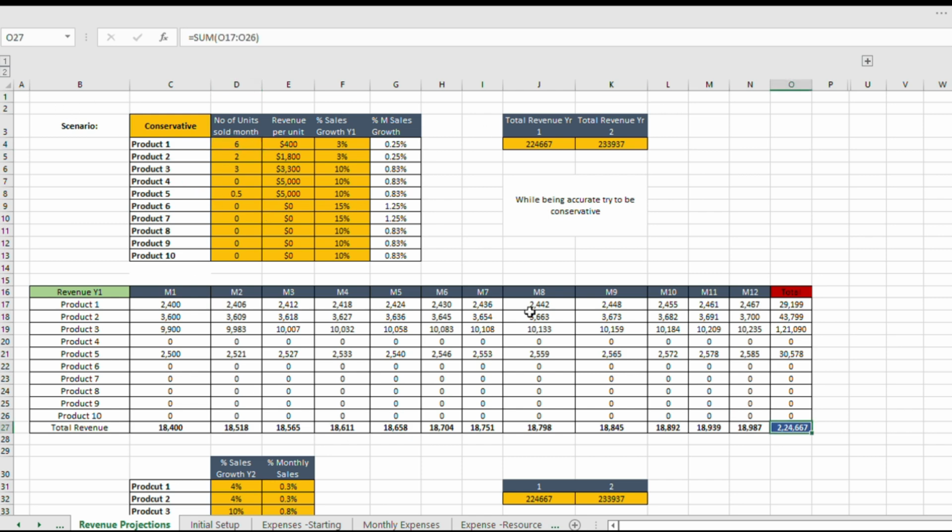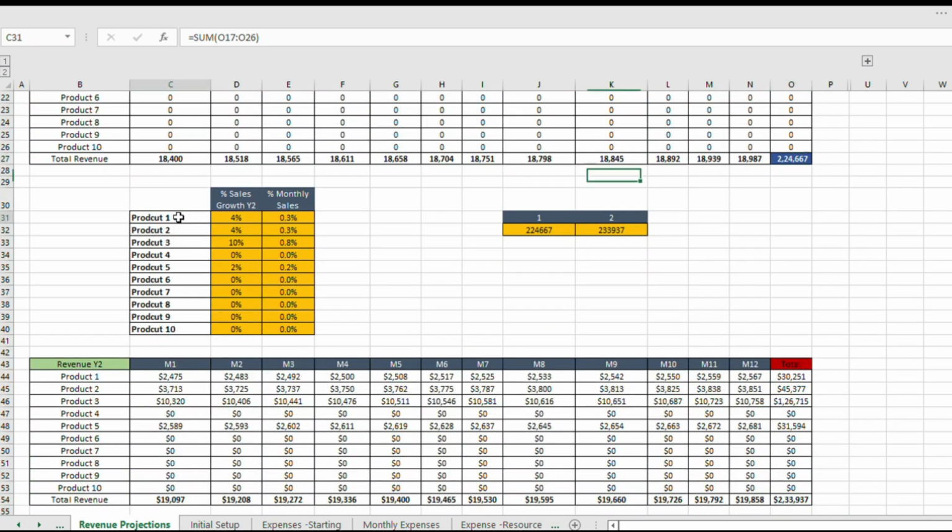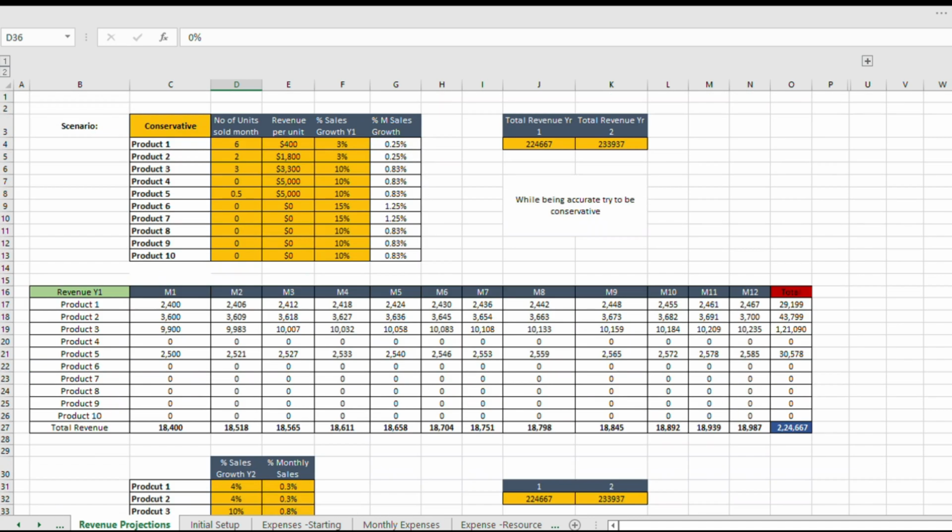Okay, so this is the year 1. Year 2, again this 10 product, what is the percentage growth you are looking for in the year 2? You just need to enter that and it will populate this entire detail, and that's how you get the year 1 and year 2 projection. So I hope so far it is clear.